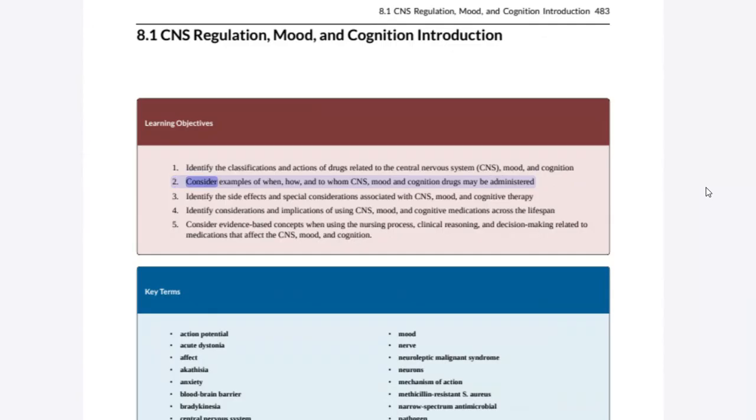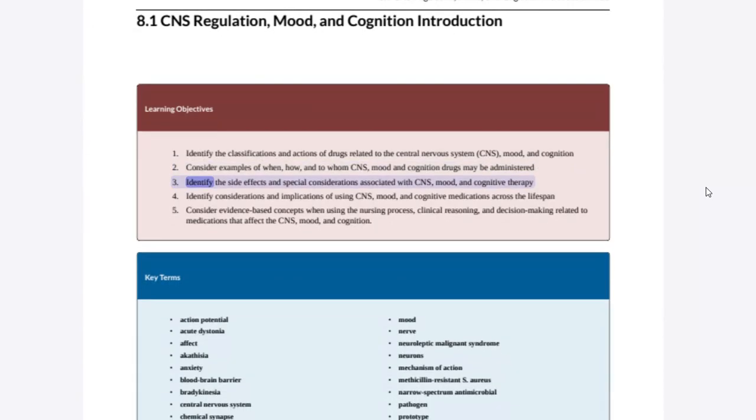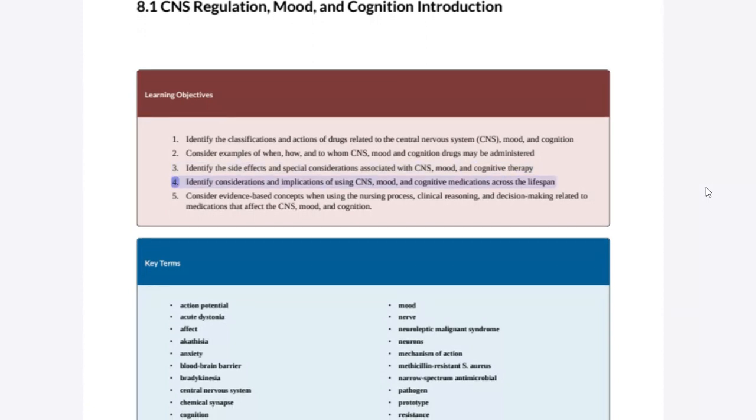2. Consider examples of when, how, and to whom CNS, mood, and cognition drugs may be administered. 3. Identify the side effects and special considerations associated with CNS, mood, and cognitive therapy. 4. Identify considerations and implications of using CNS, mood, and cognitive medications across the lifespan.